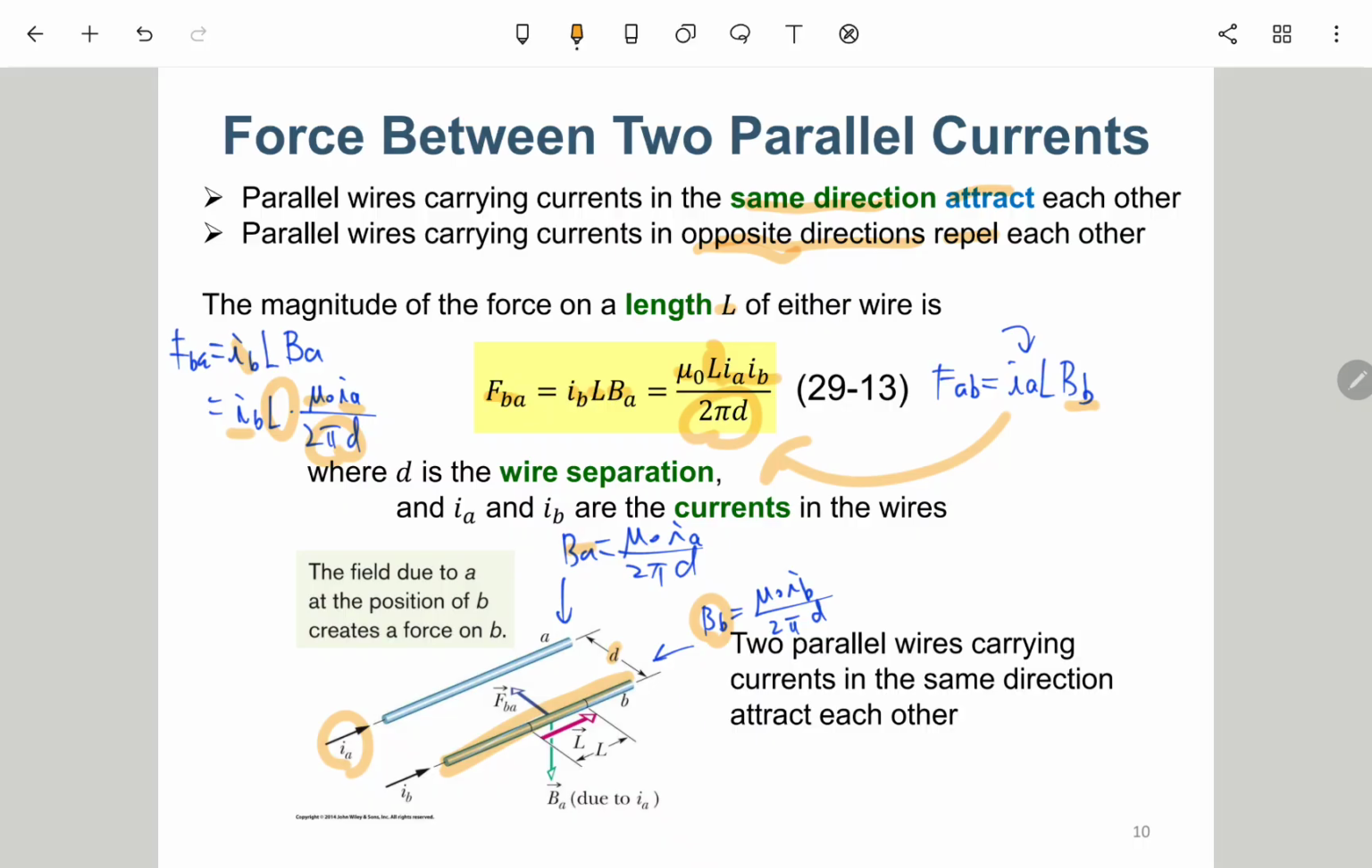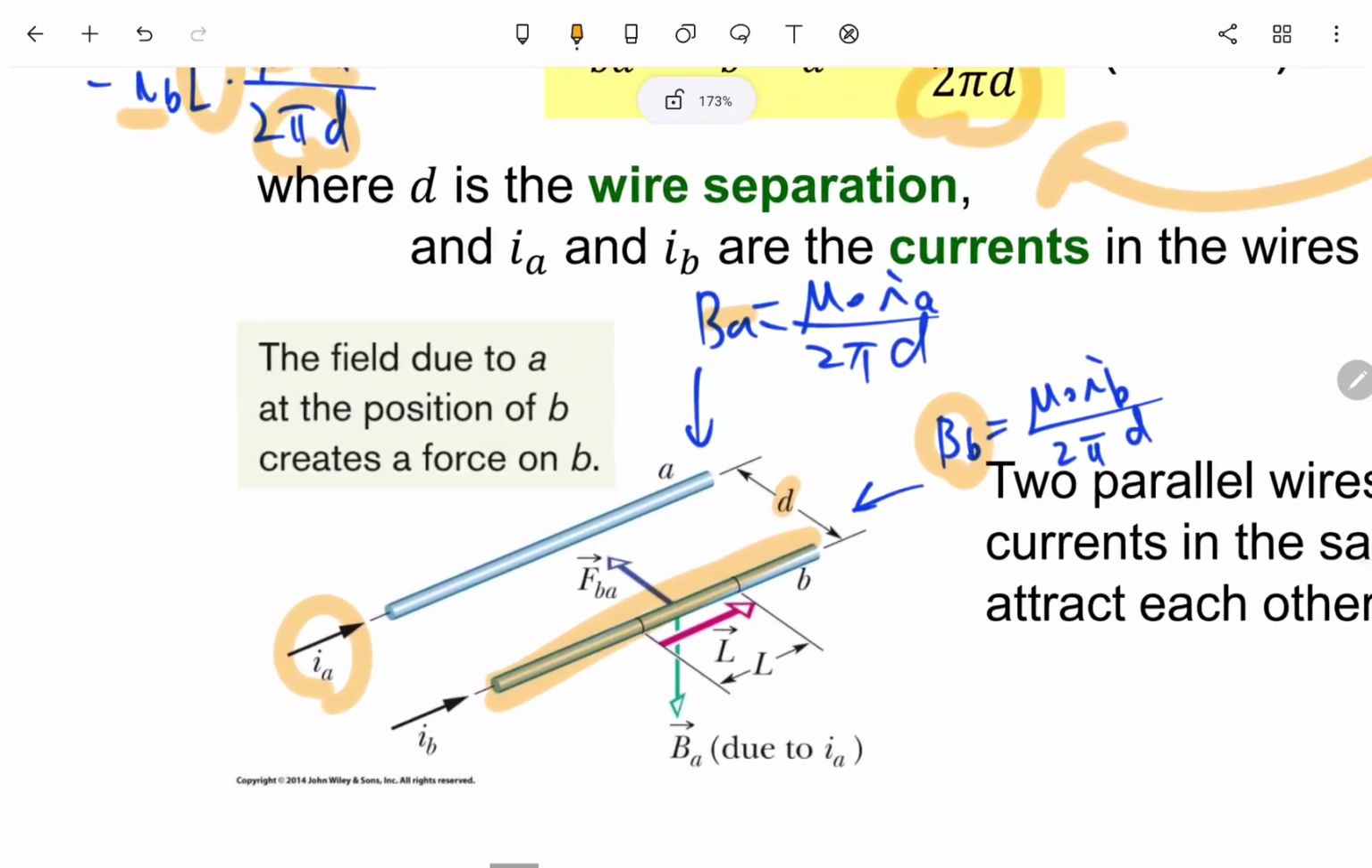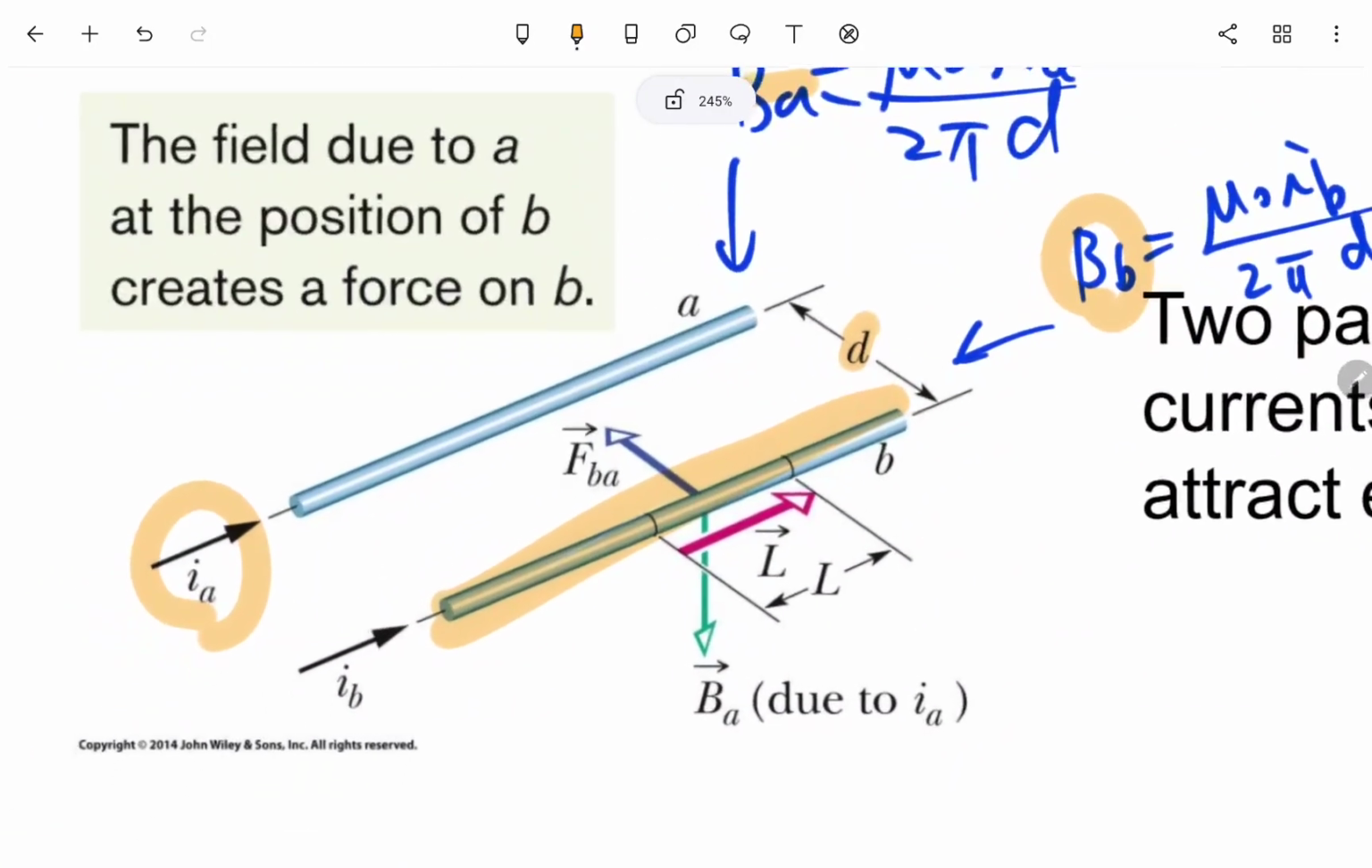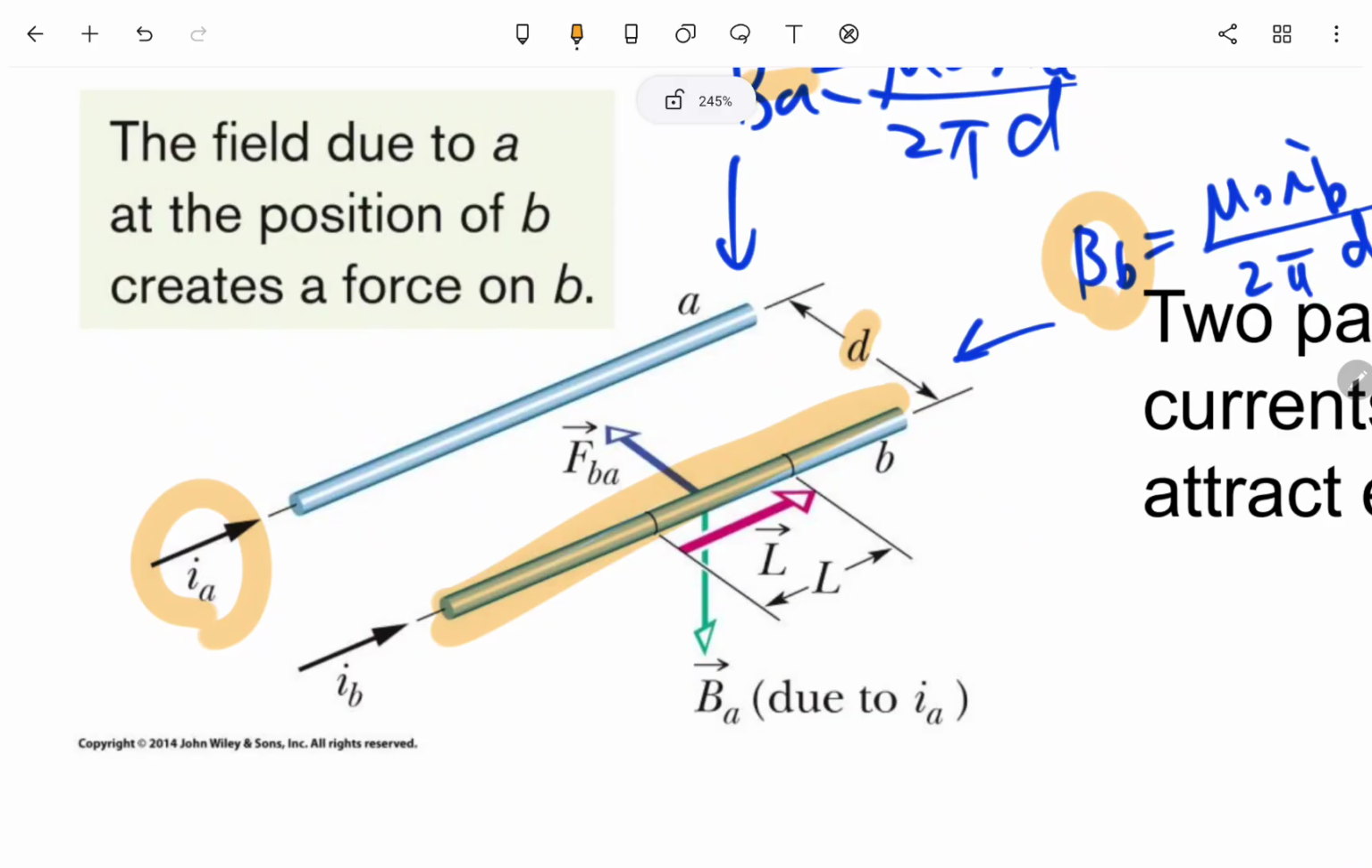Here we can also determine the direction, and why they attract each other if they have the same direction and vice versa. Let's take a look at this figure. We have IA and IB going from bottom left to top right. Let us consider the force acting on IB.